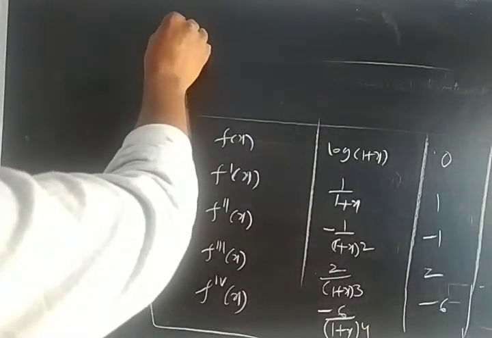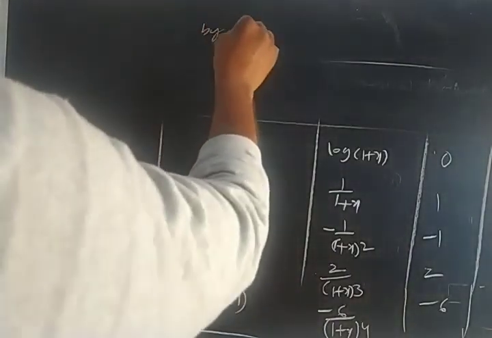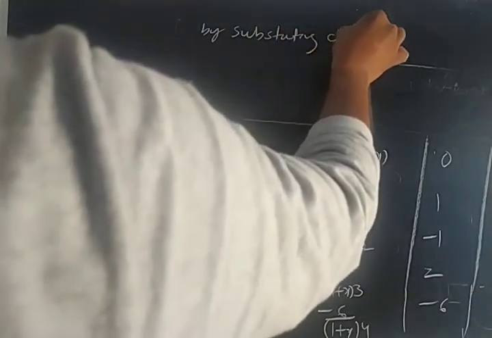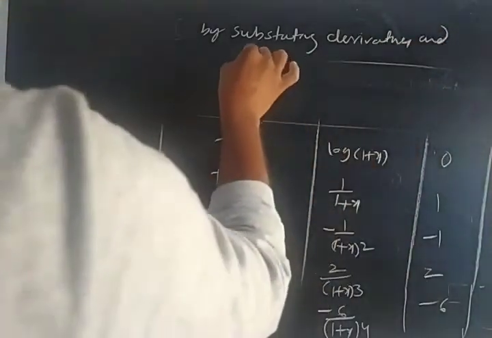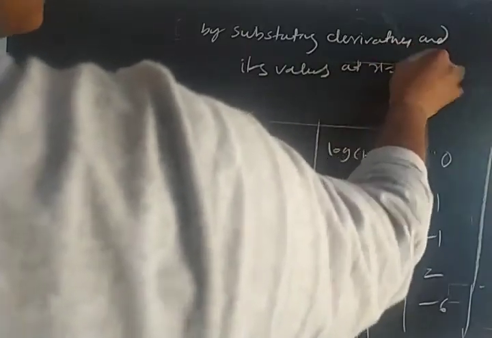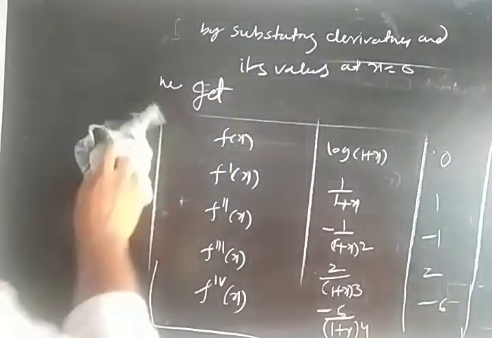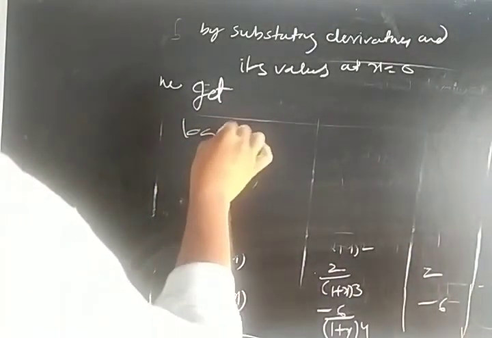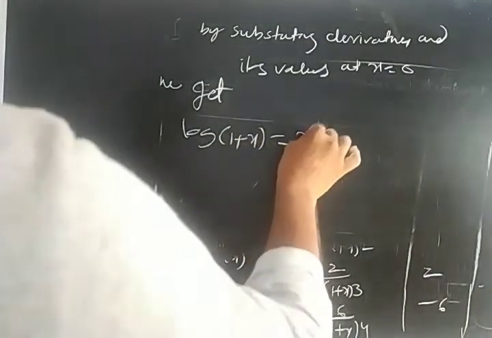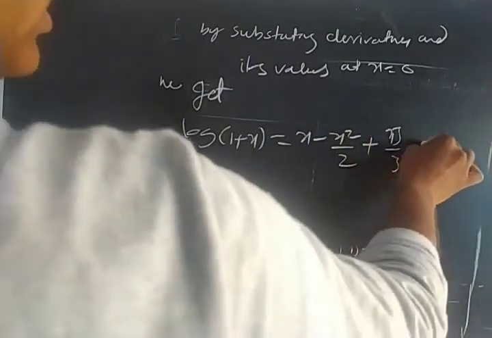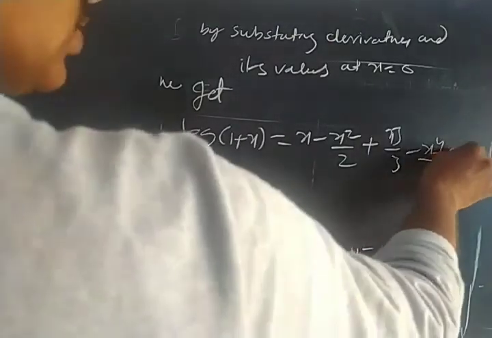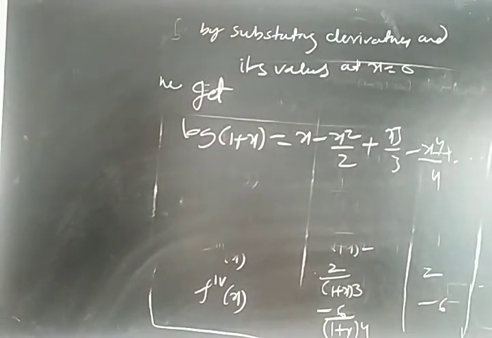Now we can write the Maclaurin's theorem expansion of log 1 plus x. By substituting the derivatives and their values at x equal to 0, we get log 1 plus x is equal to x minus x square by 2, plus x cube by 3, minus x power 4 by 4, and so on, for minus 1 less than or equal to x less than or equal to 1. Okay. So remaining problems later we can do.